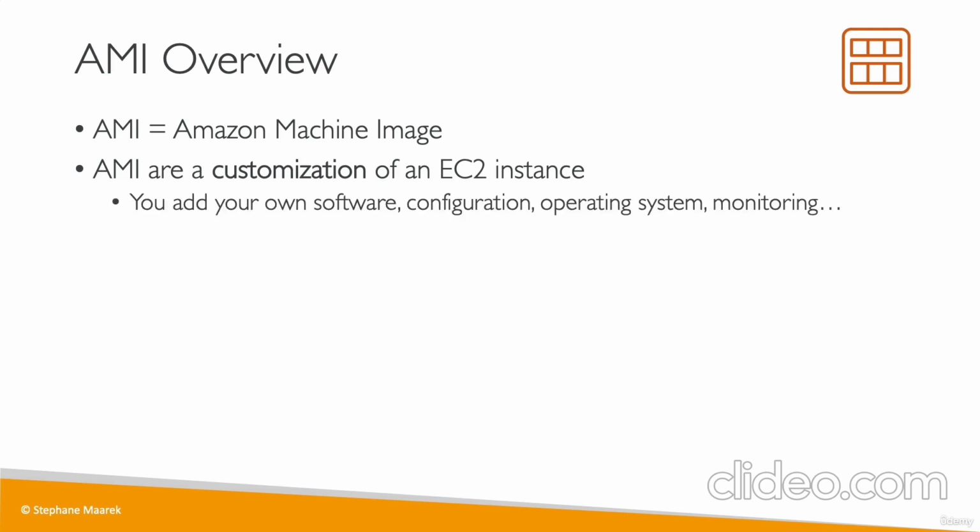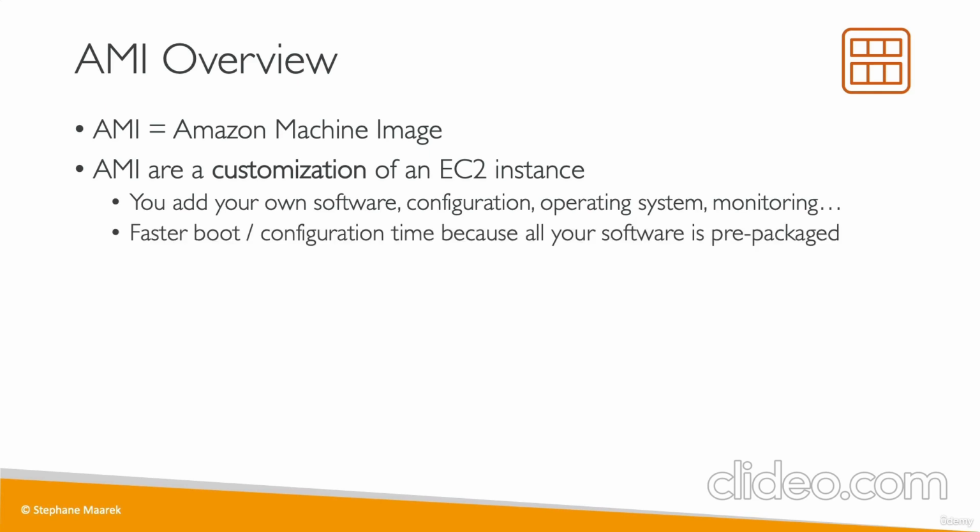Well, we have our own software configuration. We can define and set up the operating system. We can set up any monitoring tool. And if we create our own AMI, we're going to get a faster boot time and configuration time because all the software that we want to install onto our EC2 instance is going to be prepackaged through the AMI.